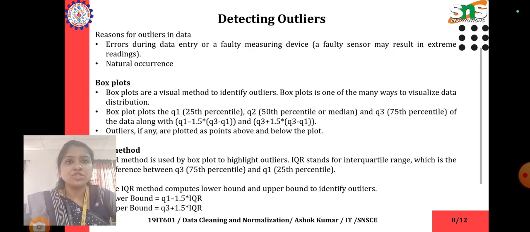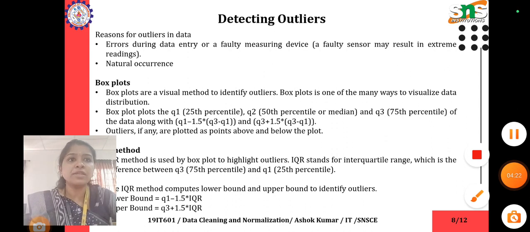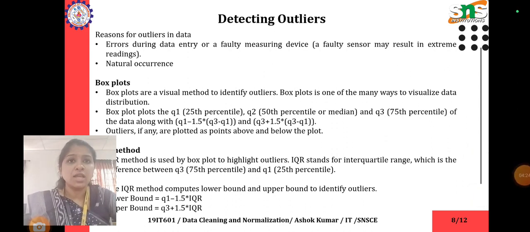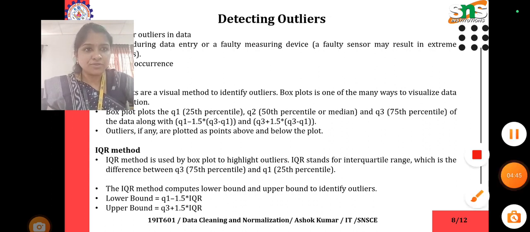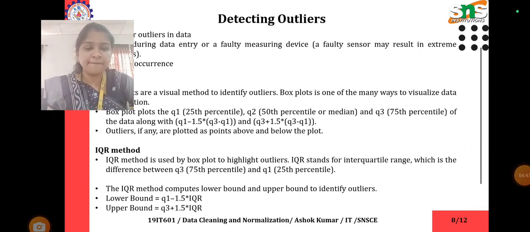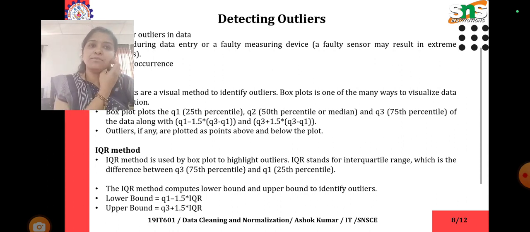Box plots are a visual method to identify outliers, one of the many ways to visualize data distribution. Box plots divide the data set into three quartiles: the 25th percentile, 50th percentile, and 75th percentile. Next, the interquartile range method is used by the box plot to highlight outliers. IQR stands for interquartile range, which is the difference between your 75th percentile and 25th percentile. The IQR method computes a lower bound and an upper bound to identify outliers.